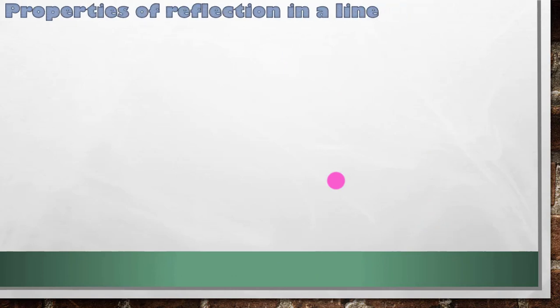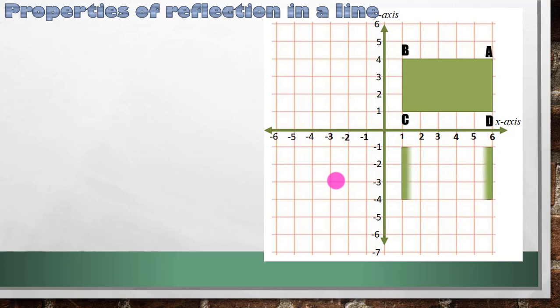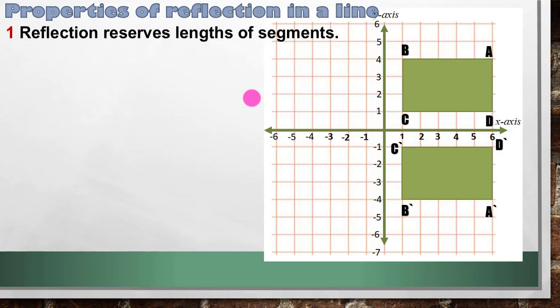Properties of reflection. Let's say we have a rectangle ABCD and its image A', B', C', D'. First we have some properties. The first property: reflection preserves the length of a segment.